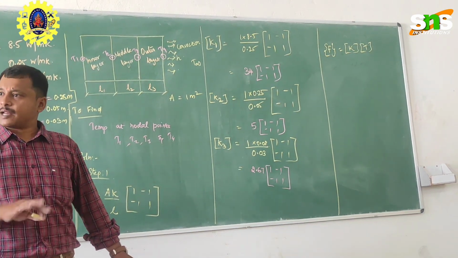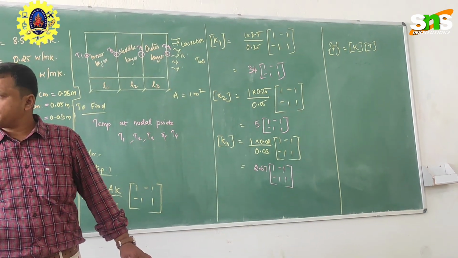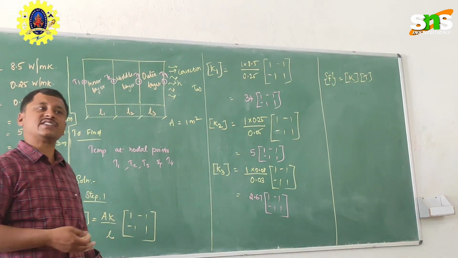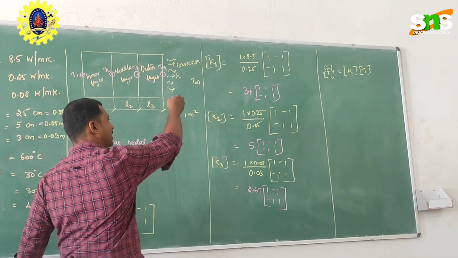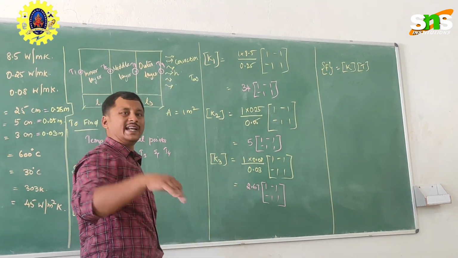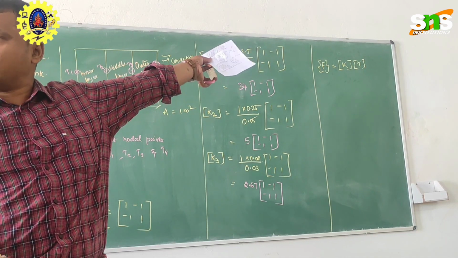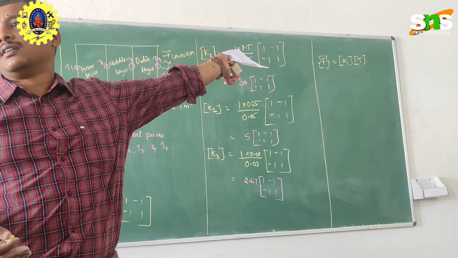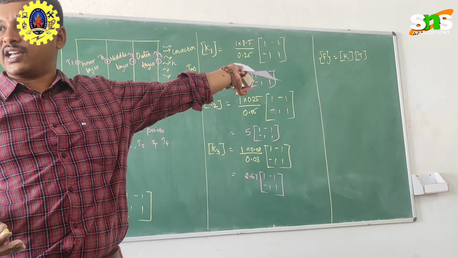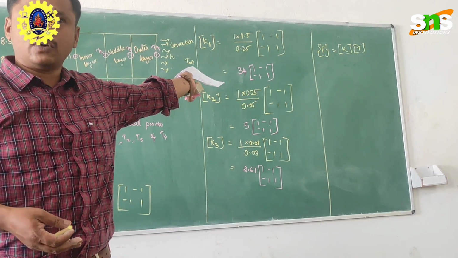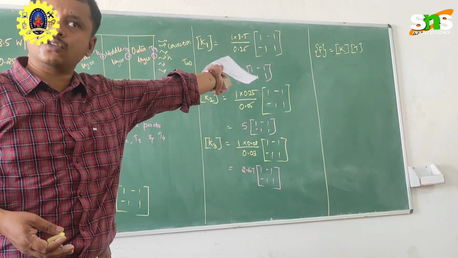So far in step number 1, we have found all the unknown values of the stiffness matrices K1, K2, K3. Now in step number 2, you have to substitute the values into the general finite element equation. F is equal to K into T, where K is known and T is also known.